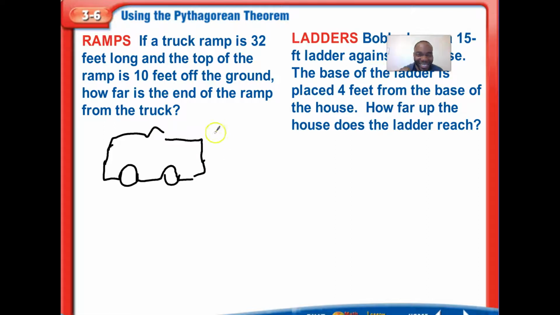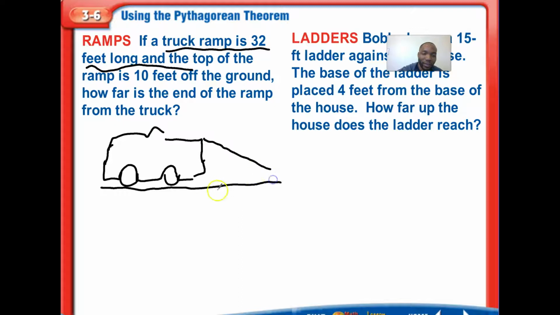So we're saying that a truck ramp is 32 feet long, and the top of the ramp is 10 feet off the ground. So you have a truck right here. And then the ramp right here. Let's say this is the ground, so I have a reference point. All right, so the ramp is 32 feet long. So I have a ramp that's 32 feet long. And then it says that the ramp is 10 feet.